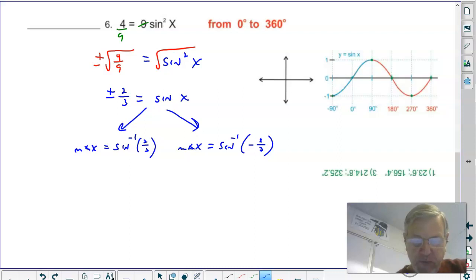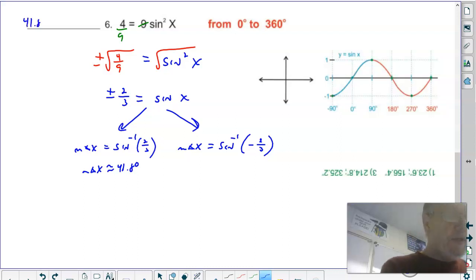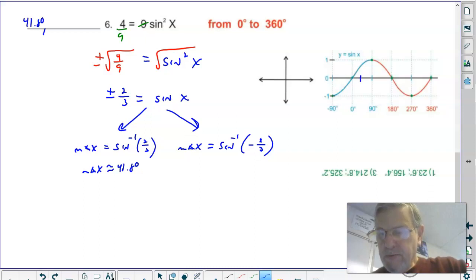All right, let's do the left one first. So I'm going to punch that in, 2/3, inverse sine button, and I get 41.8 degrees. So the measure of angle x approximates 41.8 degrees. All right, 41.8 is one of my solutions. Again, let's go back to the horizontal view. 41.8 is approximately there. In this gap is the 41.8.